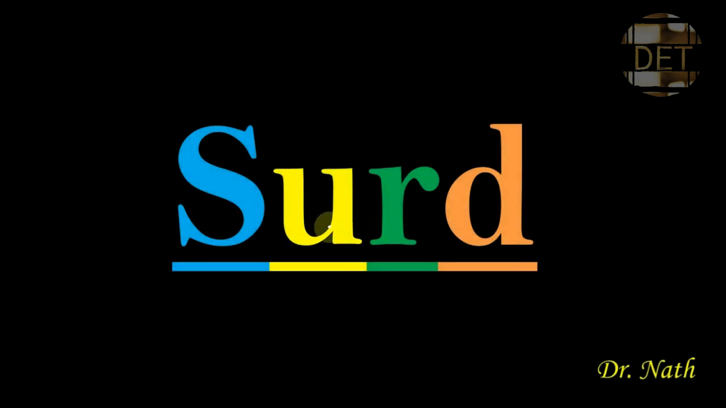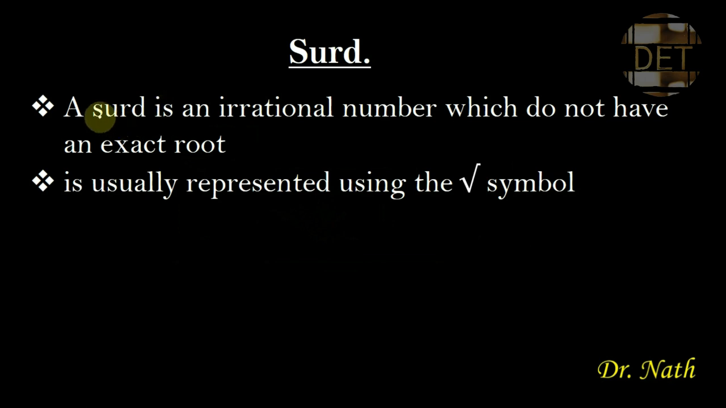In this video, we'll be looking at the topic surds. So, what is a surd? A surd is an irrational number which does not have an exact root and is usually represented using the square root symbol. So, for instance, the square root of 10 is an example of a surd.